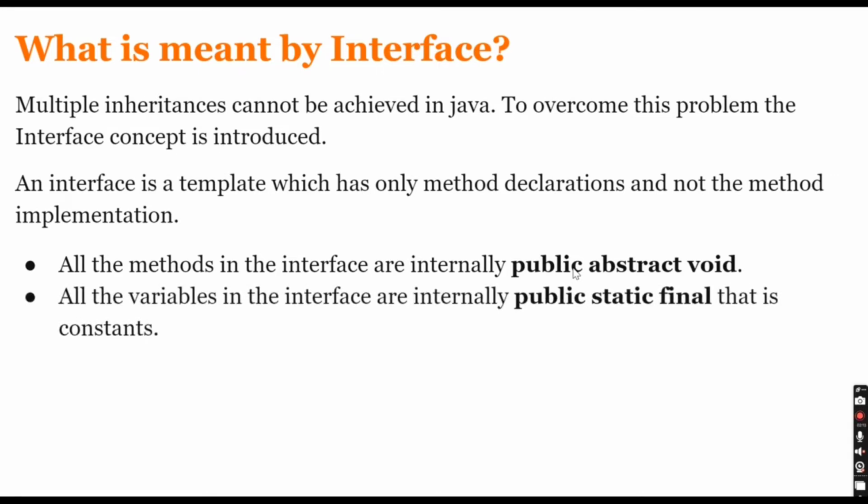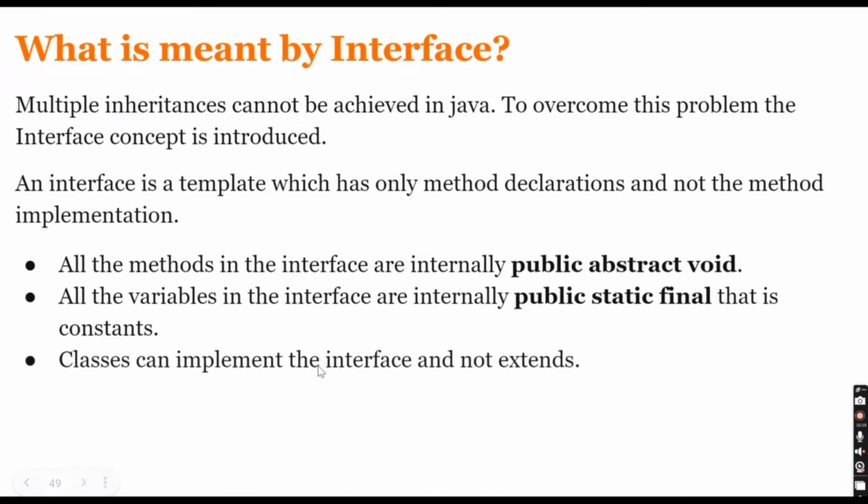All the variables in the interface are internally public static final, that is, constant. So if you declare a variable in the interface, by default it will be public static final. So it means that the variable value cannot be changed as it is final.